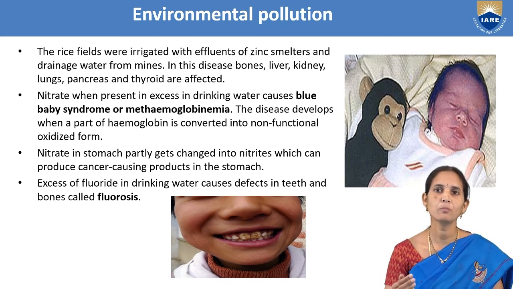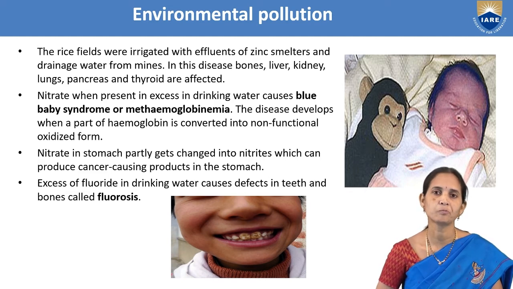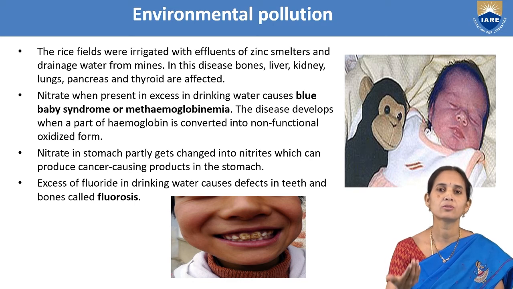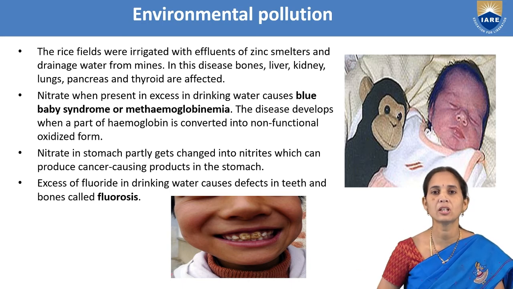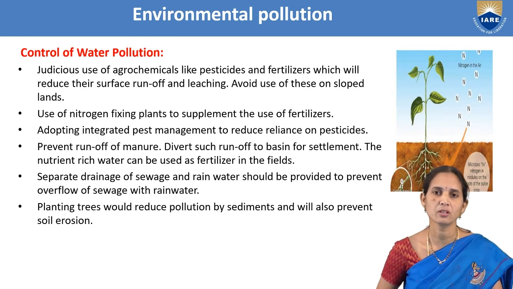So blue baby syndrome is when the baby is affected because of excess nitrate in drinking water. If pregnant women are drinking water with nitrates, then at the birth of the baby, they get blue baby syndrome. Slowly it is leading to the death of the baby. So all these effects are there because of water pollution, and how to control the water pollution?